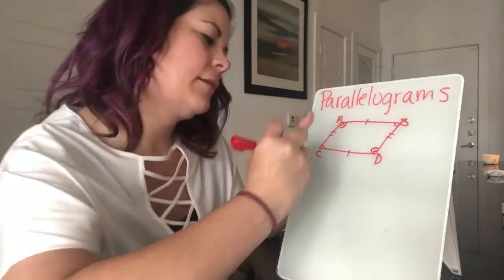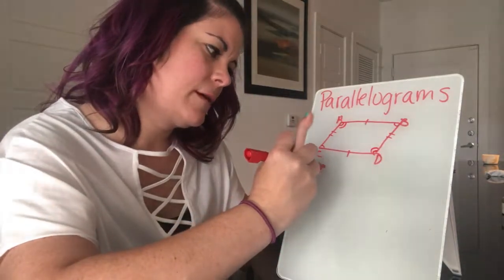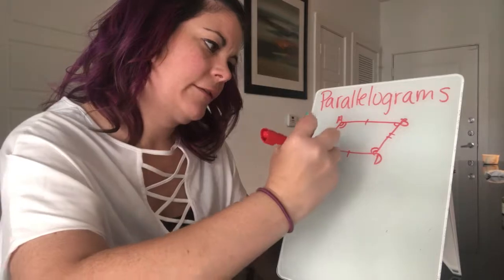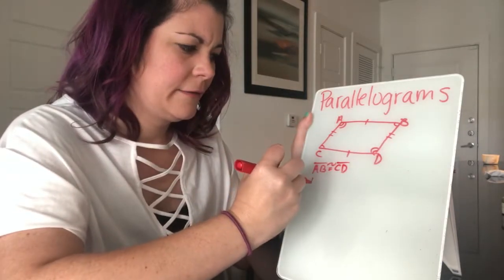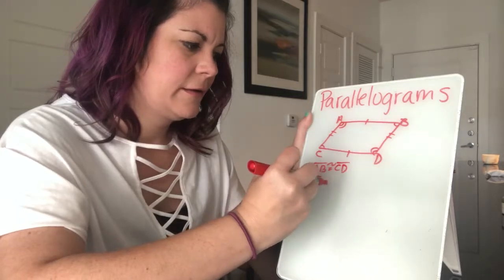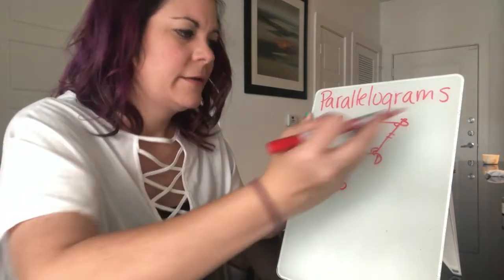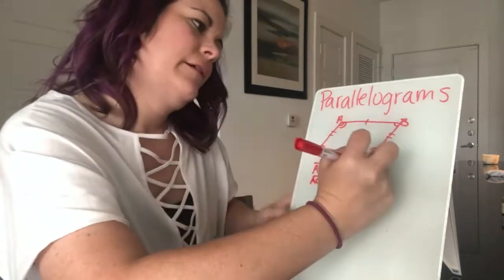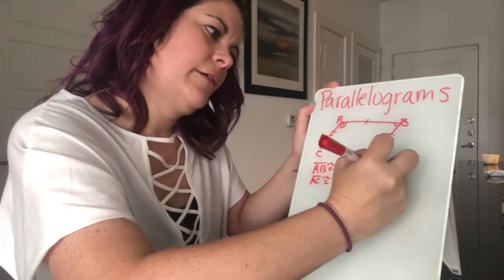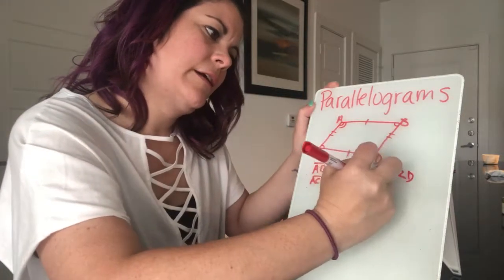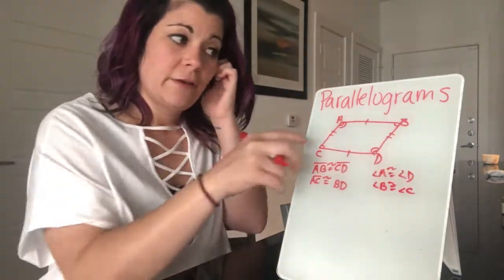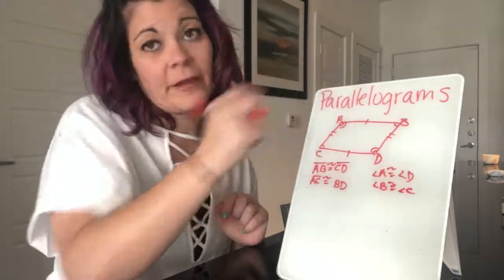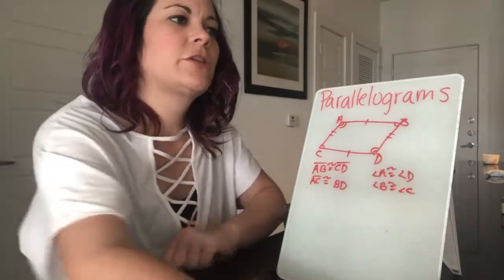And let's start writing these. So AB is congruent to CD, and AC is congruent to BD. And then angle A is congruent to angle D, and angle B is congruent to angle C. So we know two properties: opposite sides are congruent and opposite angles are congruent. Those are our two properties so far.